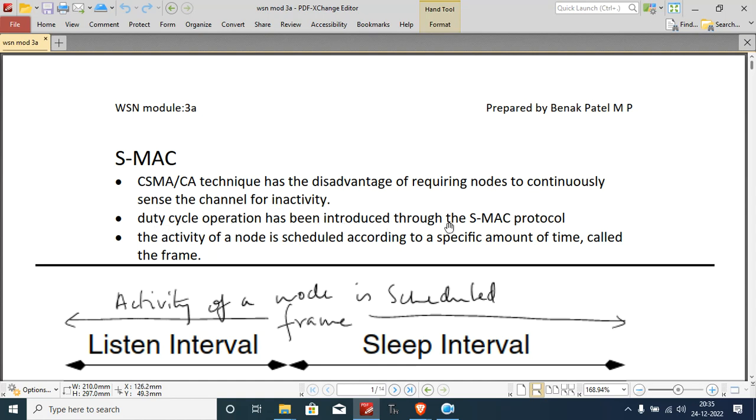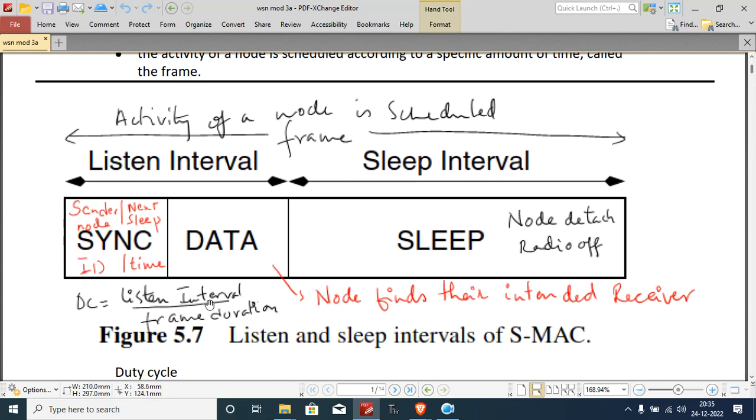Duty cycle operation has been introduced through the SMAC protocol. So here in sleep MAC we introduce a new concept of duty cycle, and as we all know, this duty cycle is T on divided by the entire time period. Here also we have a formula for this duty cycle, which is given as listen interval to the total frame duration. This entire thing is called a single frame, and this frame actually decides the activity of a node, and it has a scheduled activity.